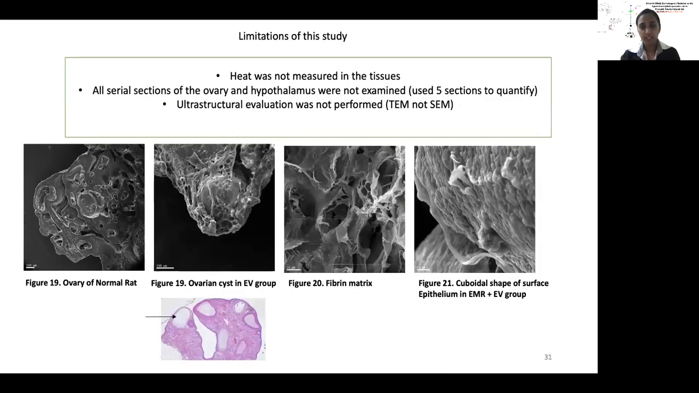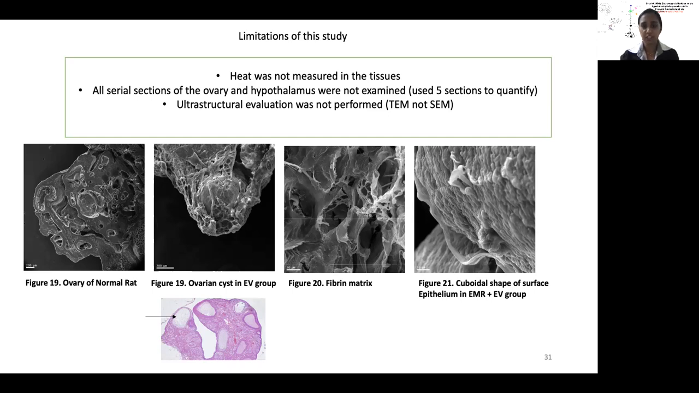Now, limitations to this study were that heat was not measured in the tissues. We did conduct an experiment on male rats, and that has been sent for publication in the Bioelectromagnetics journal, and it did come back. We made the revisions, and it was sent back. But when we looked at the rectal temperature of the rats, we did not see any changes in temperature. So we know definitely that was not happening.